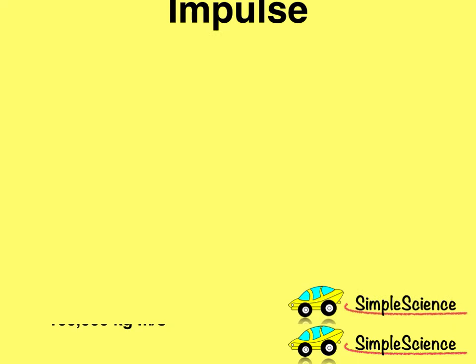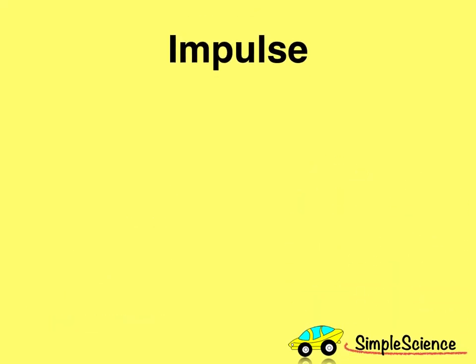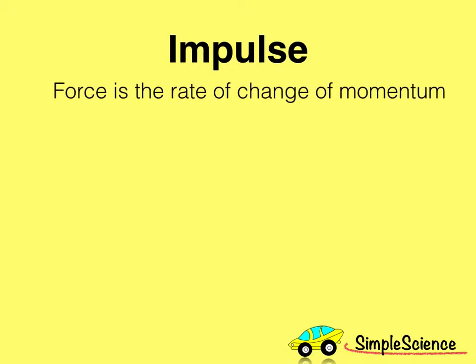Now let's look at impulse. What is impulse? Now we need to bring back this knowledge that force is the rate of change of momentum. So force is equal to delta mv over delta t. Delta mv is the change of momentum, and t is the time taken. You can rearrange this equation to give you F multiplied by delta t, force multiplied by time, is equal to the change of momentum, or delta mv.